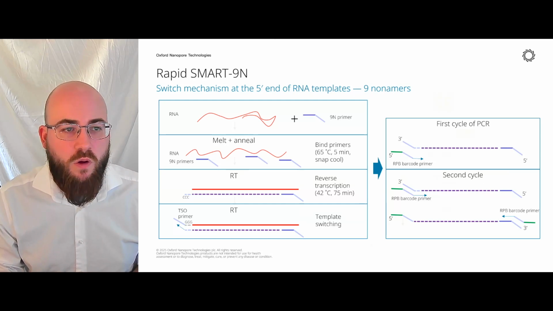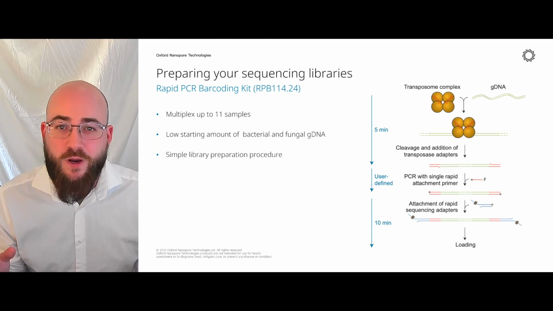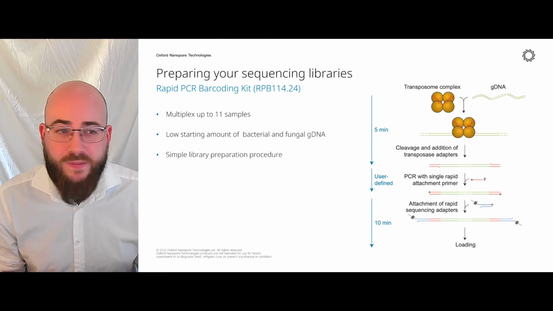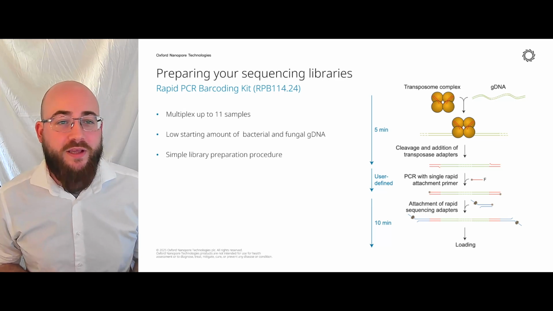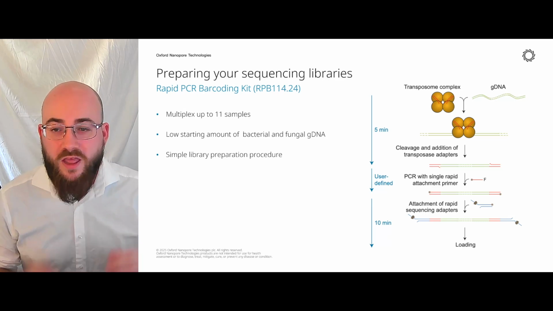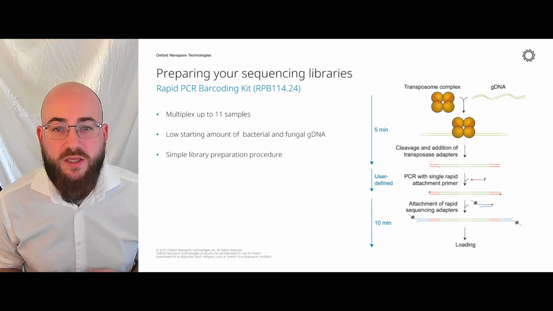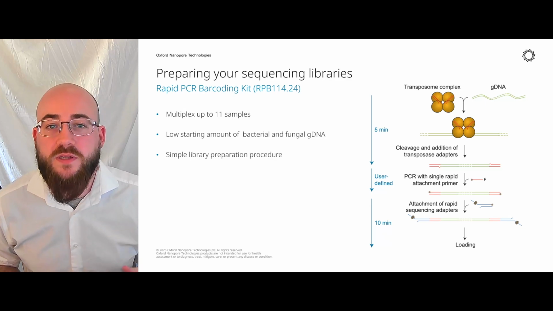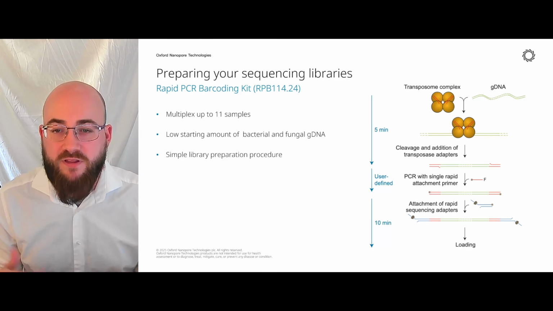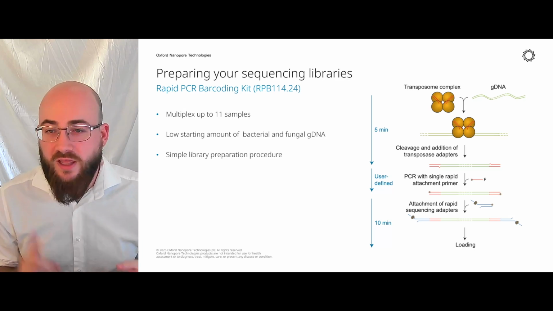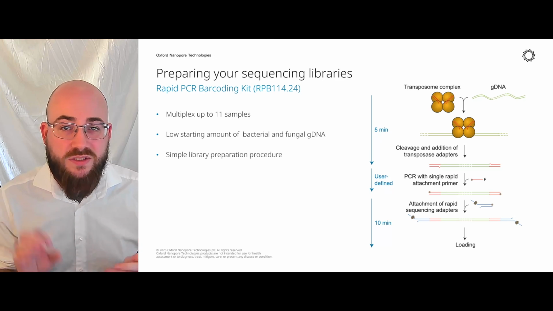So what are we talking about here? If you're a nanopore aficionado, now I'm probably talking your language and you start knowing where we are, right? Rapid PCR barcoding kit, RPB114. This is the sequencing kit we're going to use. It's a rapid one. It's using a transposon complex to start amplification. We're using PCR to amplify everything up. This kit is simple, it's rapid, and it works with really low starting inputs.